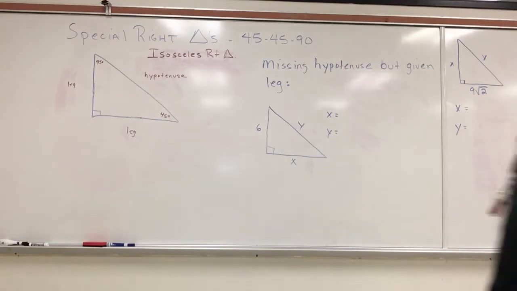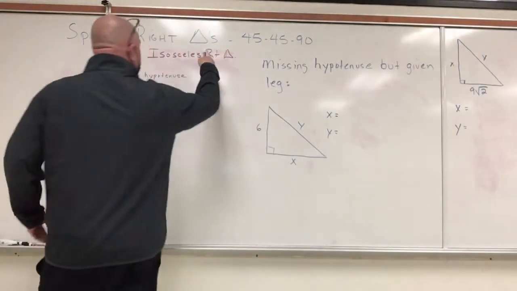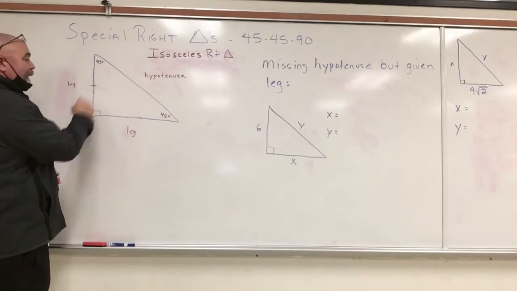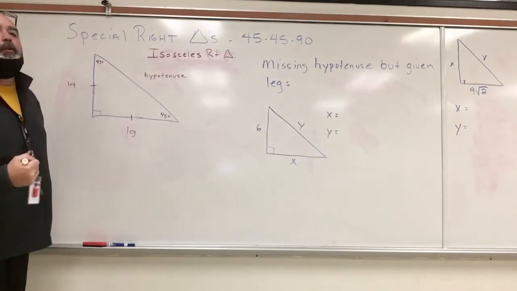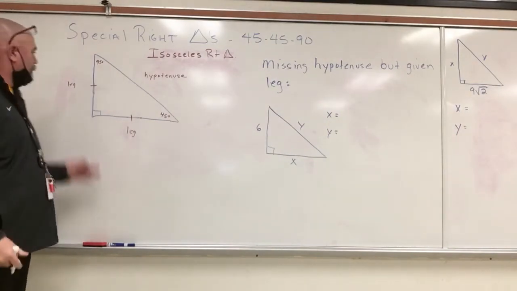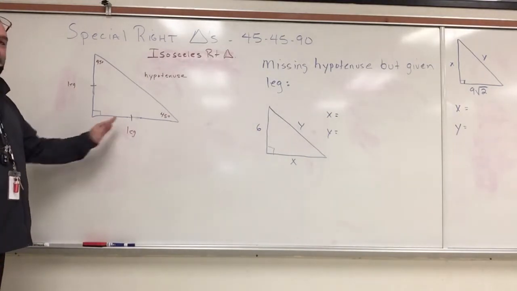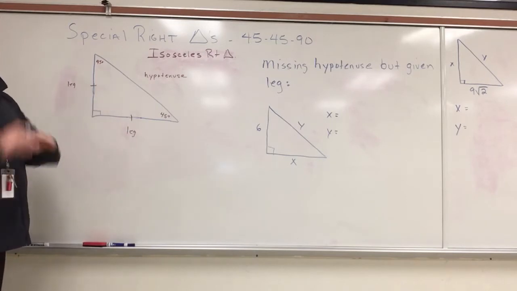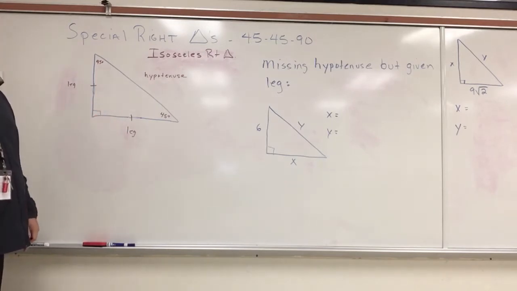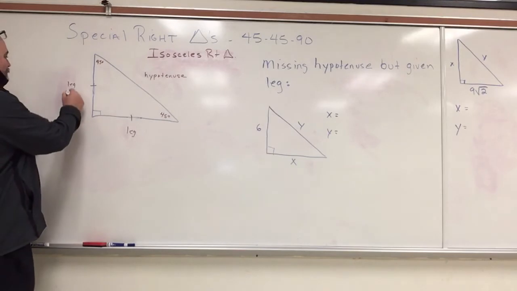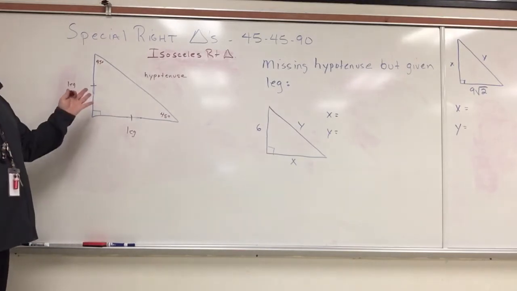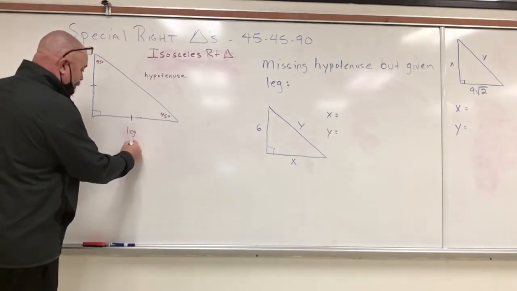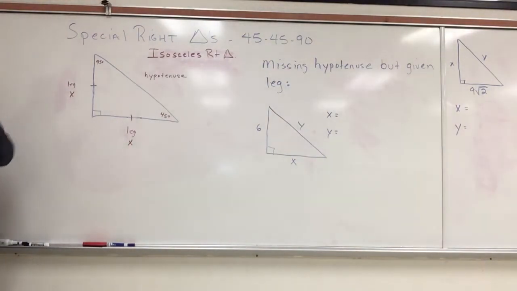In a 45, 45, 90, it's called an isosceles right triangle for a reason, and the reason is this. This leg and this leg are equal to each other. So if that is 2, that's 2. If that's 5, that's 5. If that's 10, that's 10. Always. For our purposes today, this is going to be X, any number you want. And this is going to be X also. I'm going to do that for a specific reason.